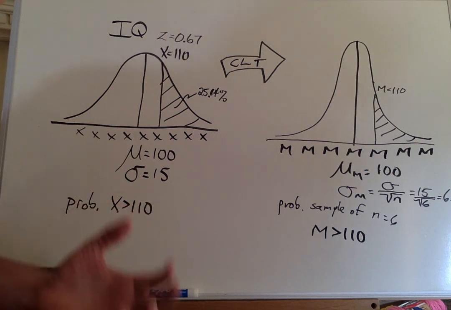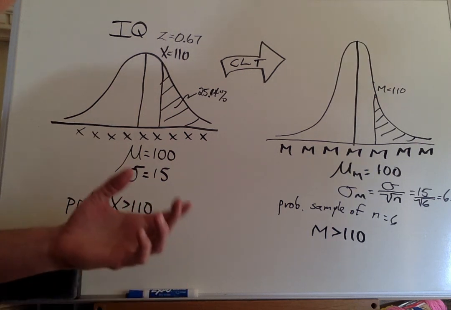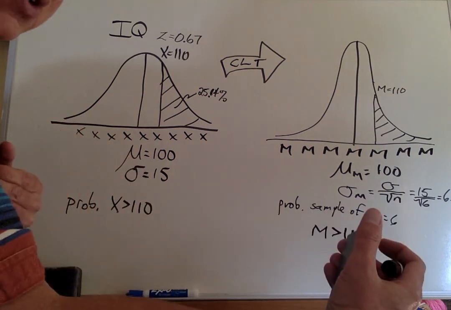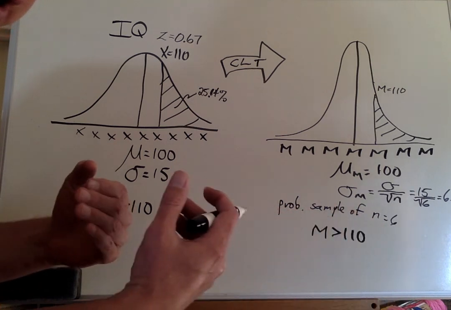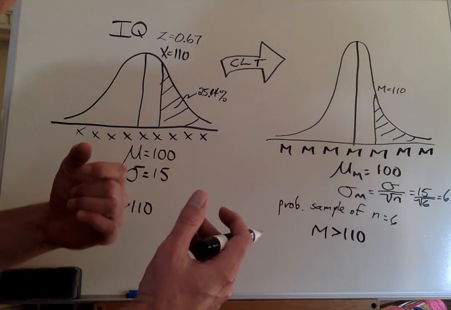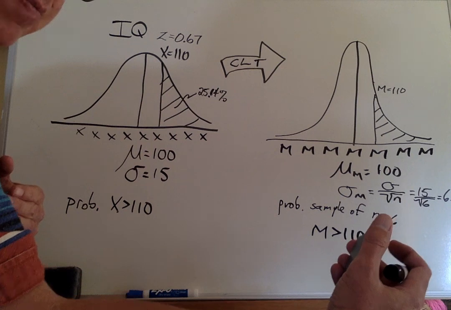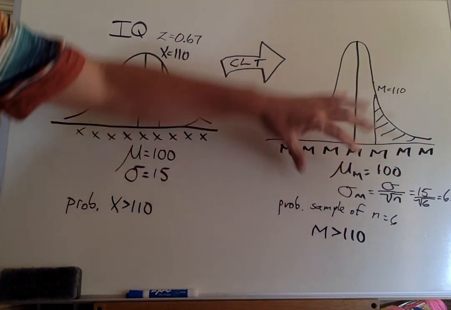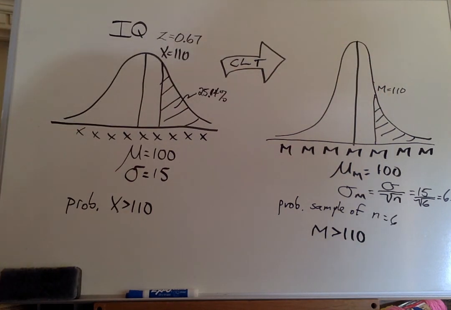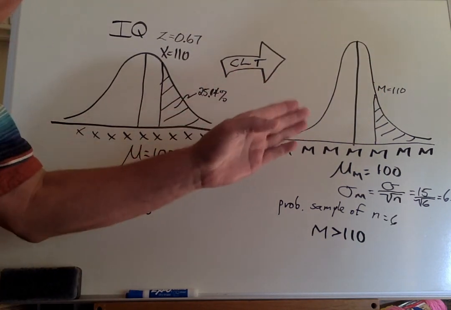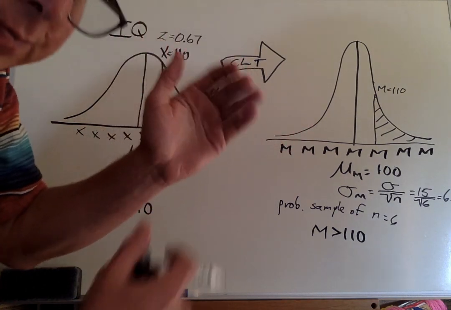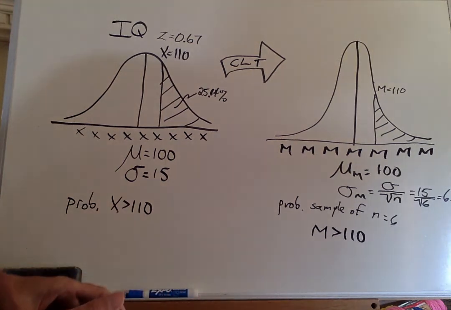I want you to guess about what the answer will look like. Is there going to be fewer people in the extreme and more in the center, or fewer people in the center and more in the extreme? Well, if this is the picture, we know that the standard deviation is going to get smaller. So that means more people are going to be closer to the mean. So fewer people are going to be in the extremes. So let's do the computations.